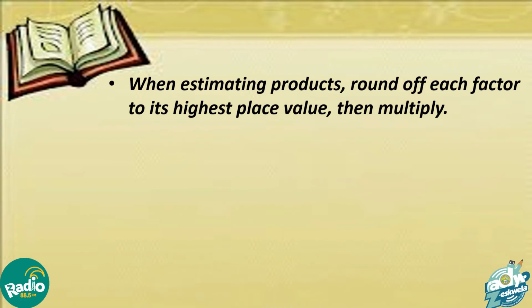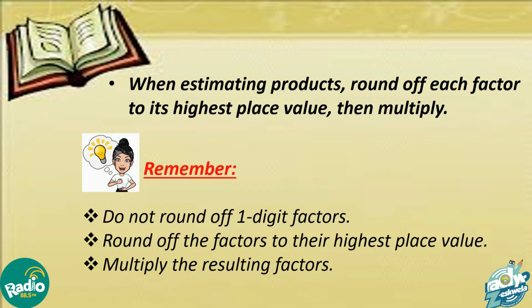When estimating products, round off each factor to its highest place value, then multiply. Remember, do not round off one-digit factor. Round off the factors to their highest place value. Multiply the resulting factors.